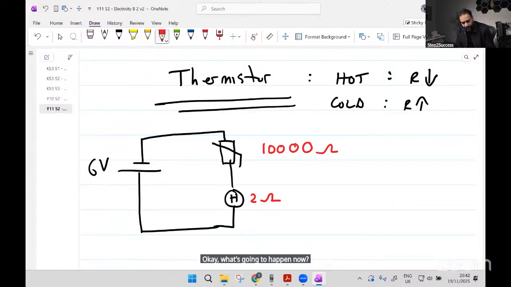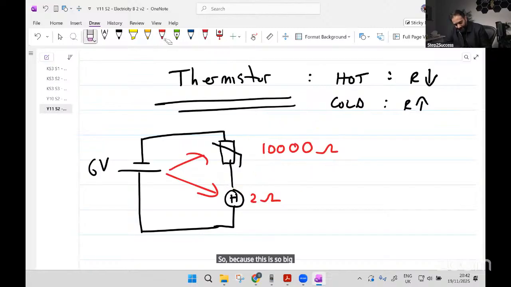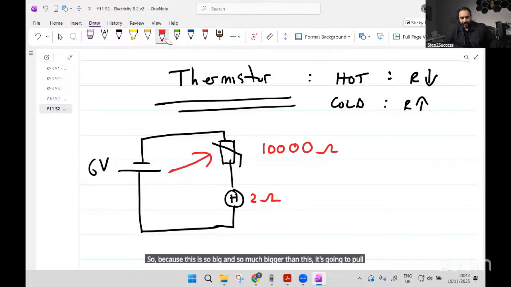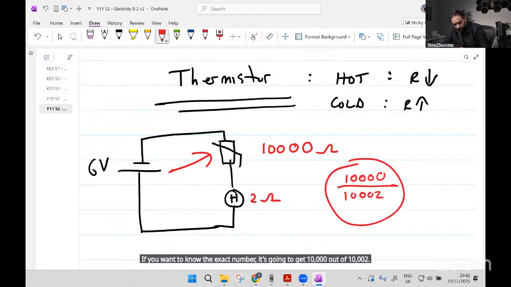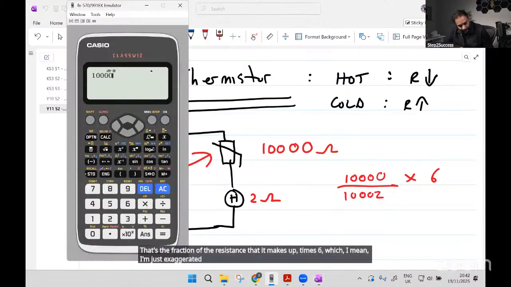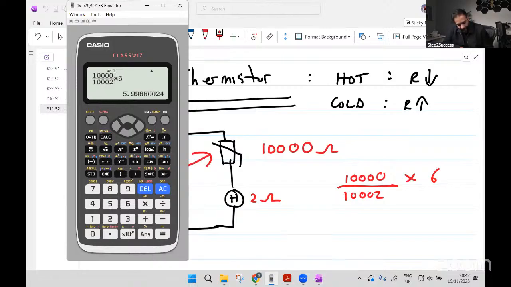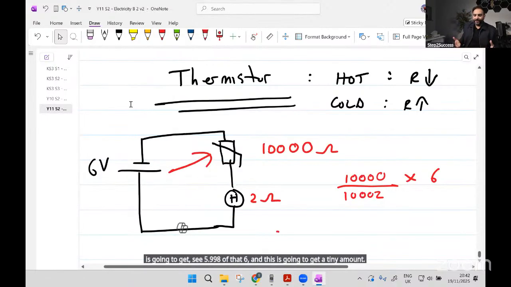Remember, this voltage is shared by these two components based on the resistance. So because this is so big and so much bigger than this, it's going to pull most of that voltage. If you want to know the exact number, it's going to get 10,000 out of 10,002. That's the fraction of the resistance that it makes up, times 6, which, I mean, I've just exaggerated this so much, but it's going to be silly. It's going to get 5.998 of that 6, and this is going to get a tiny amount. The heater's basically not going to work at this point. It's going to be off, which isn't what I wanted.